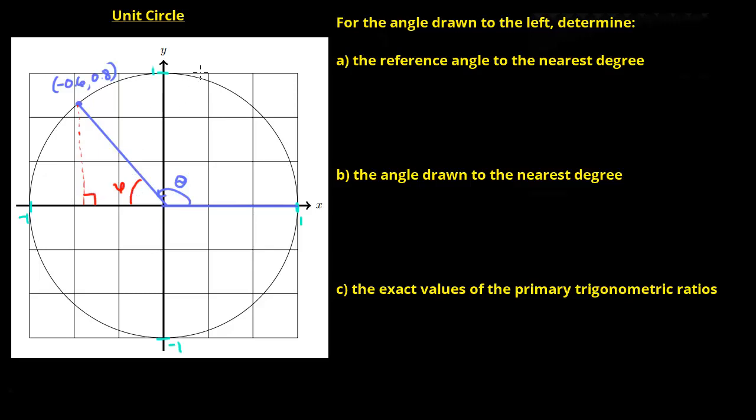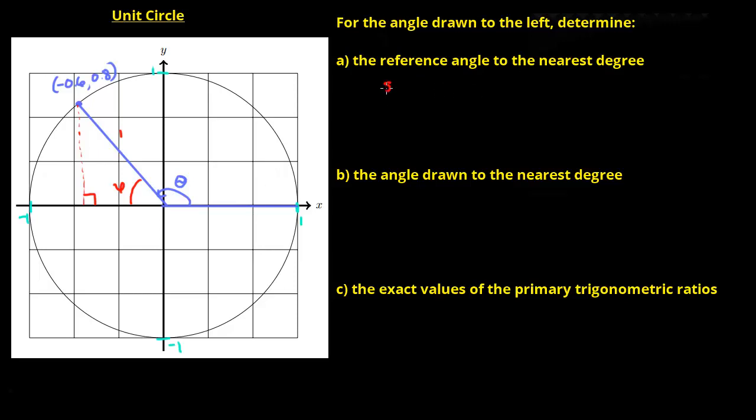Now we know what this distance is: this distance would be 0.8. This distance here, the magnitude, because distances are always magnitudes of numbers, would be 0.6. And since this is a unit circle, the radius is 1. I've just drawn it that way.